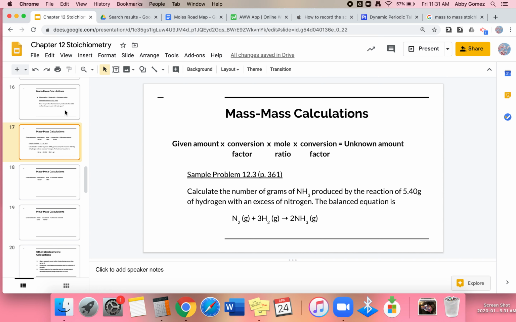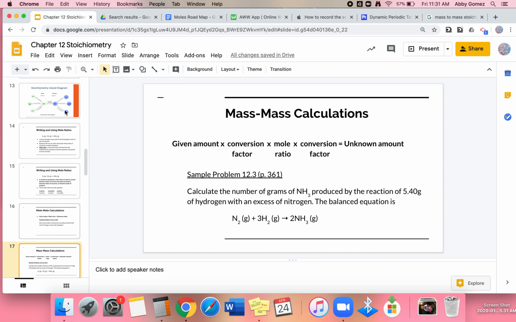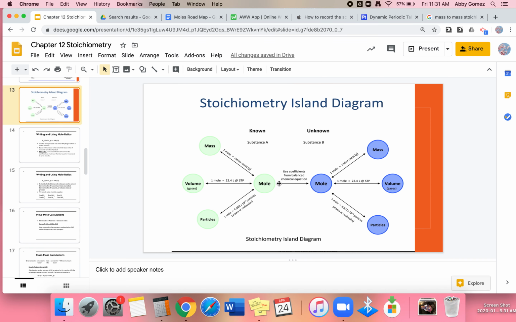So now that you know how to do the center of that stoichiometry island from moles of substance A to moles of substance B, let's go ahead and show you the entire process from start to finish. The one that I'm going to be showing you an example of is mass to moles to moles to mass. Okay, so mass to mass conversion.